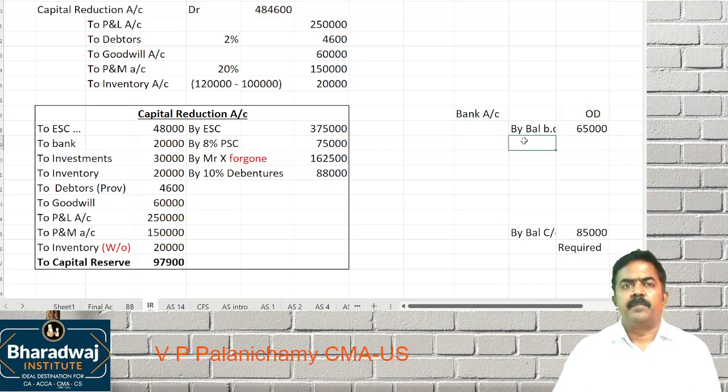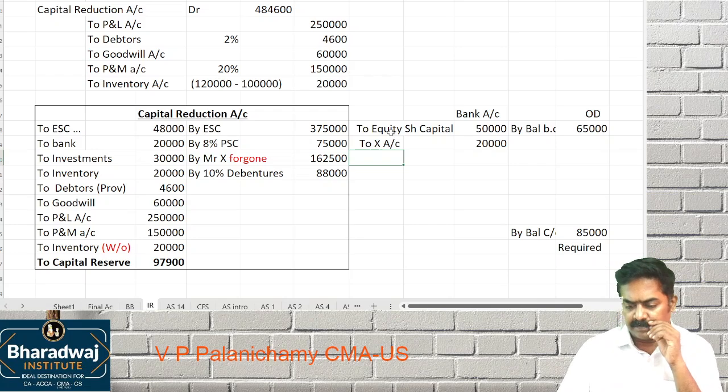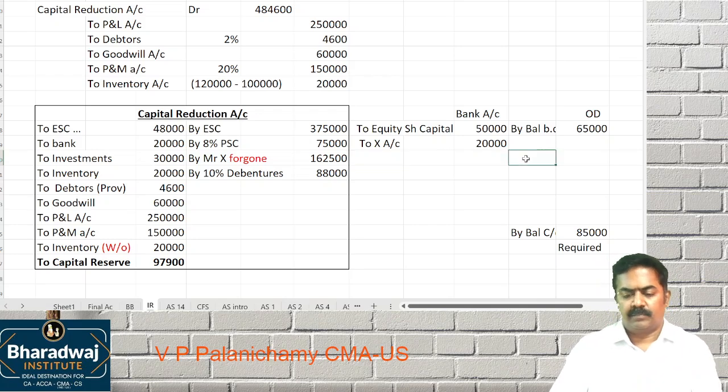Then see the collections and payments. What has been collected? Equity share capital, how much? The calls and arrears collected 50,000. Then X has paid something. 20,000 paid. Then any other collection or payment? By tax paid, how much tax have we paid? 1 lakh 20. Tax payment we can record. Tax paid 1,20,000.